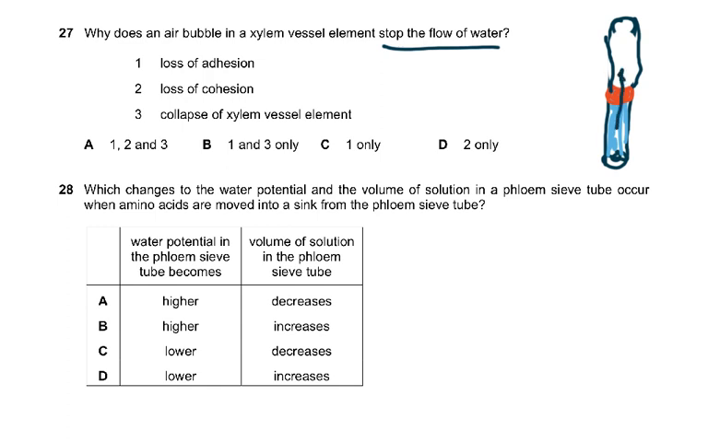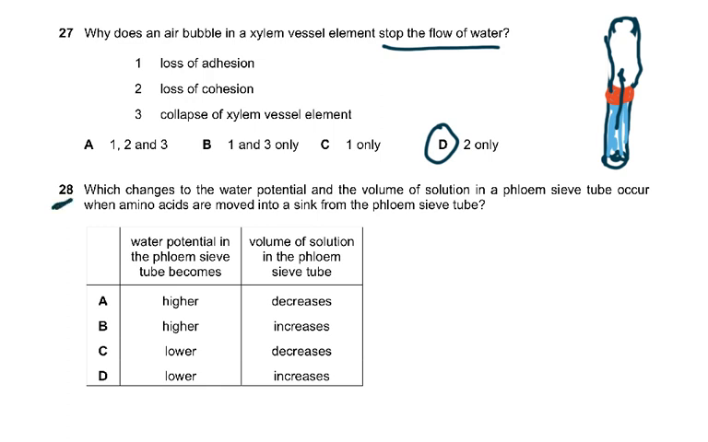Now why isn't the water going? So it says, why does an air bubble in a xylem vessel stop the flow of water? Loss of adhesion, loss of cohesion, collapse of the xylem vessel element. Well, of course, 3 was wrong. It's not going to collapse. But the water molecules have cohesive forces. So the water molecules' cohesive forces are lost. So that is why the answer to 27 was D, 2 only. Adhesion, so there's no question of adhesion because the water cannot go up.